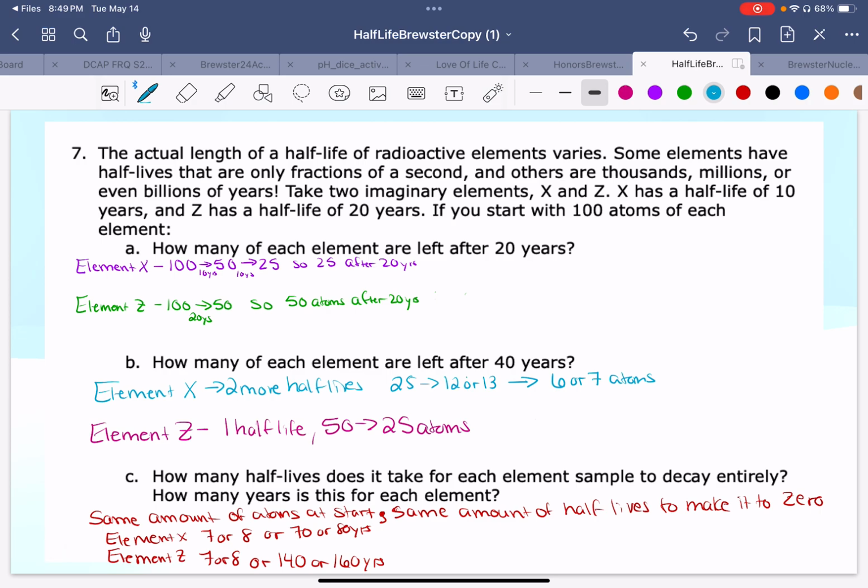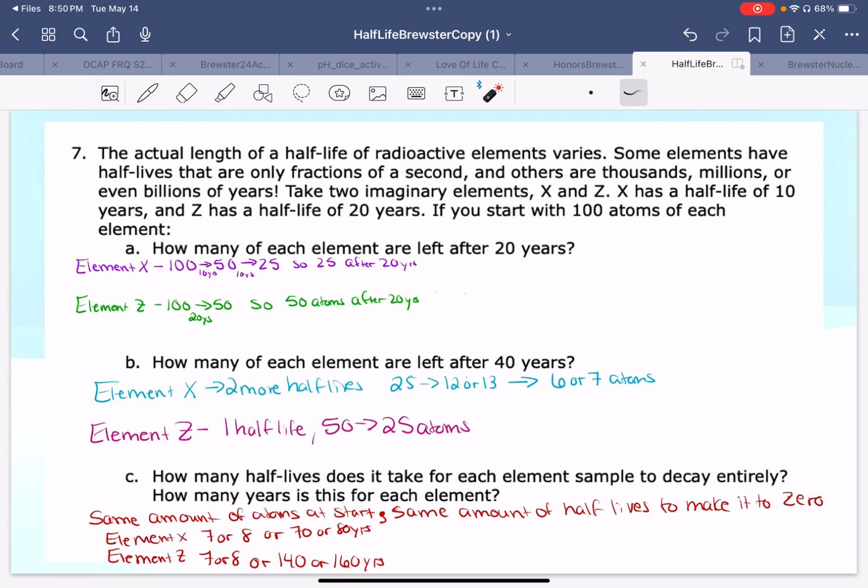7 is giving you two elements, element X, element Z. Element X, the half-life is 10 years. Element Z is 20 years. So we start with 100 atoms. Both of them have the same amount of atoms. And we want to know how much is left after 20 years. So since element X has a half-life of 10, it takes me 2 half-lives to get there. So here I go, 50, that's my first half-life, and then 25 is my second half-life. So I had 25 left after 2 half-lives. For element Z, since my half-life is 20 years, it's going to take 1 half-life, and I end up with 50.